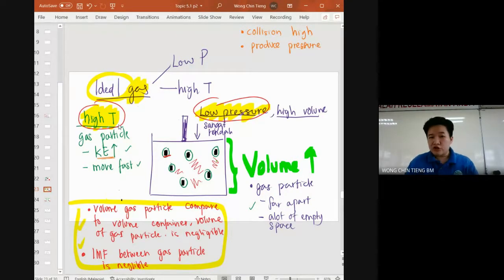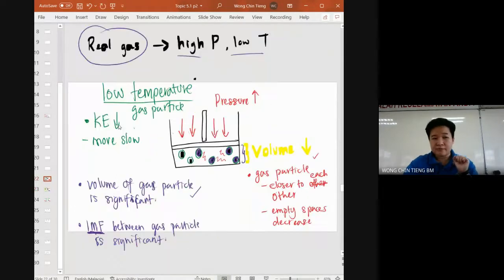Dan setiap pelanggaran, every single collision will produce pressure. Okay? So, in every collision, we produce pressure and we agree on the collision is high. Therefore, the produced pressure will be high also. Lagi banyak kamu langgar, lagi tinggi tekanan yang dihasilkan. Okay? So, in the other words, the pressure of my ideal gas tinggi. Setuju? Setakat ni? Okay? Saya tak nak cerita sekali lagi sebab nanti kamu rasa benda ni benda berbeza. So, saya nak guna slide yang sama.